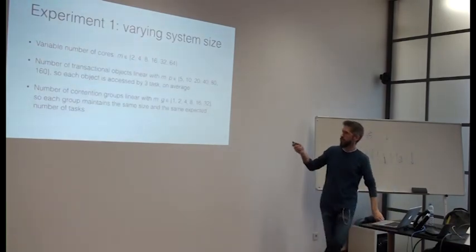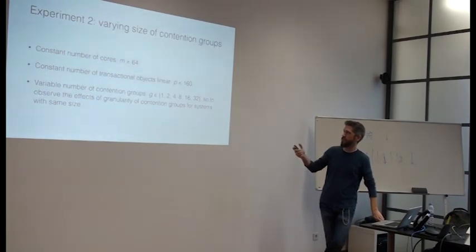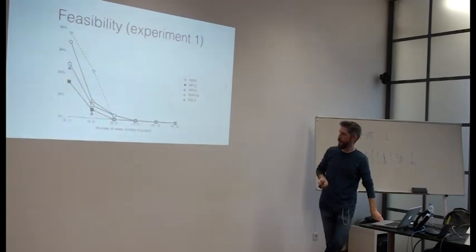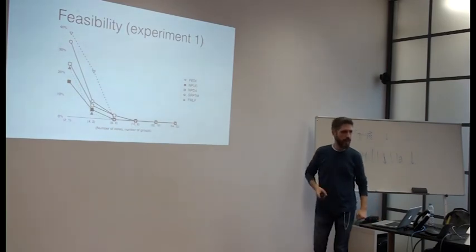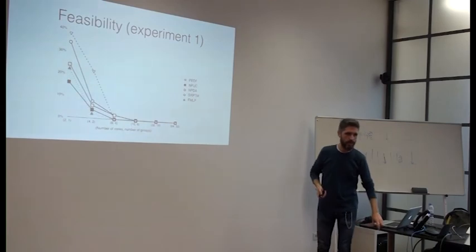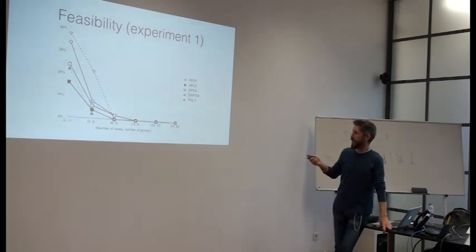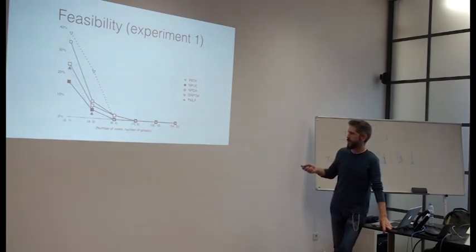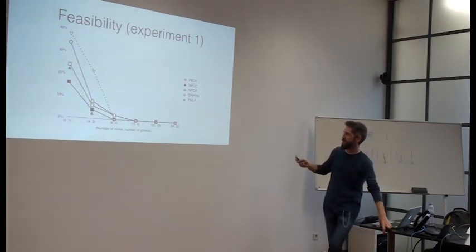We did 2 experiments, one varying the system size and another one varying the size of contention groups. And the results, okay, we put a heavy burden on the task sets that we used, and PDF had the highest feasibility rates, but when you started increasing the contention, it dropped, and the ones that have better or less bad performances were NPDA, and it's hidden here, SRPTM.